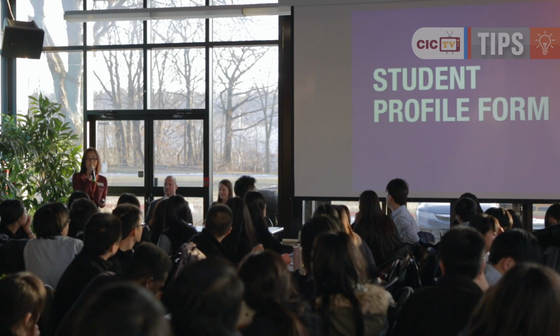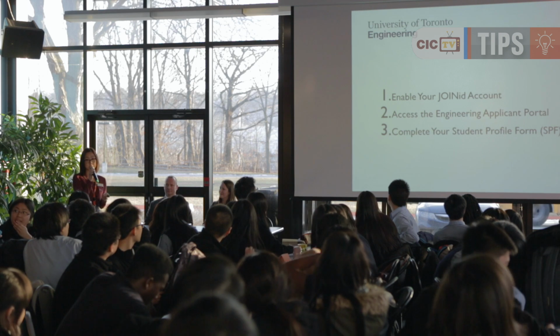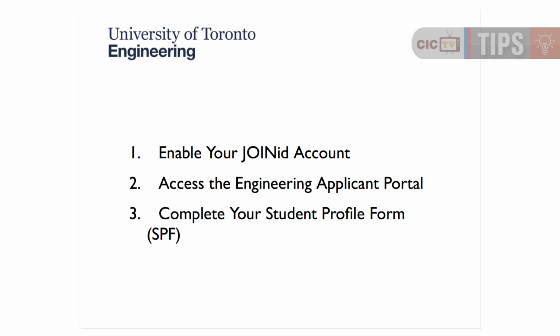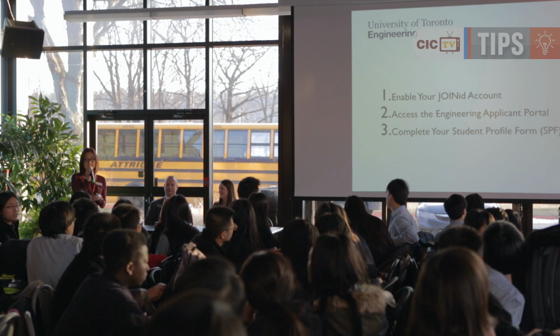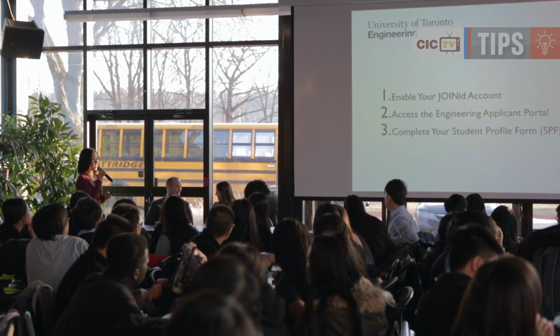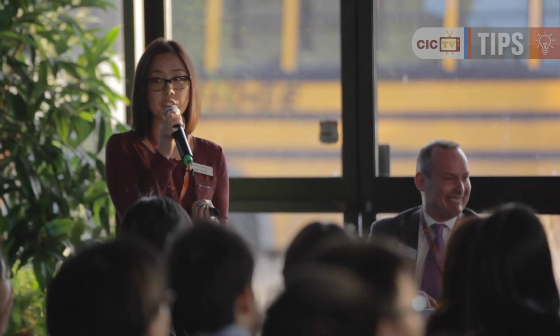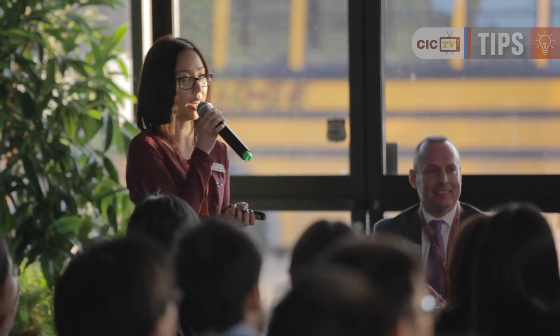So after you apply on the OUAC, within a few weeks, you'll get an email acknowledgement from the Engineering Admissions Department containing all of the information that you'll need to enable your join ID. So that is the first step in the process of completing your supplemental application. Once you enable your join ID, you can log into the engineering applicant portal, and that will allow you to check the status of your application, complete your student profile form, as well as contact us if you have any questions about your application, okay?